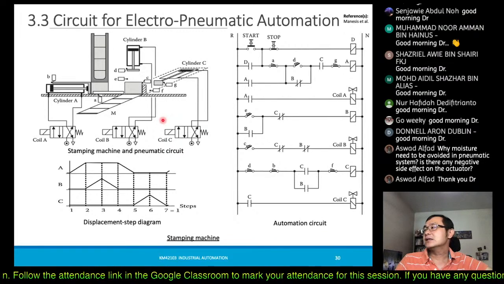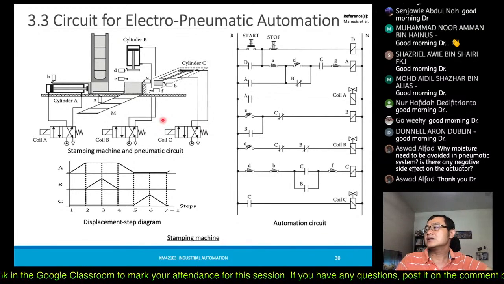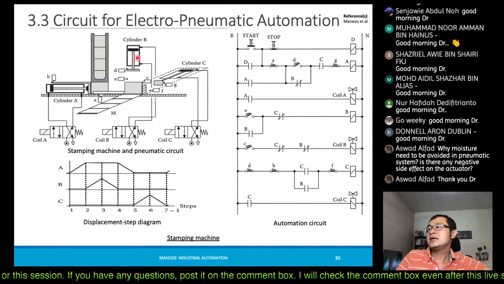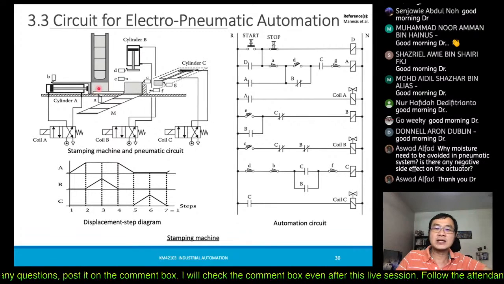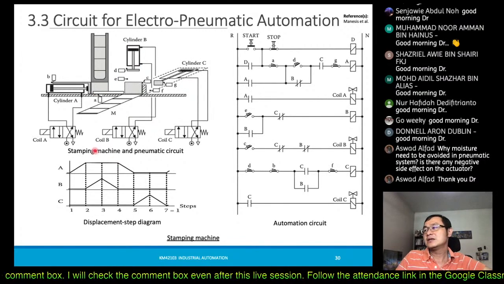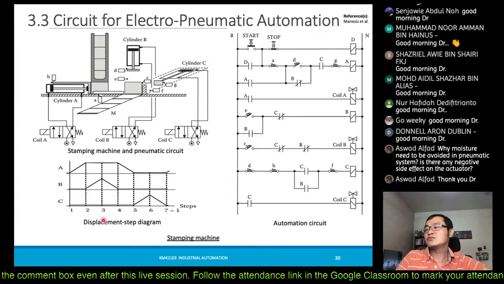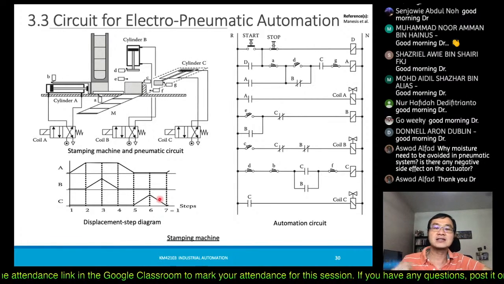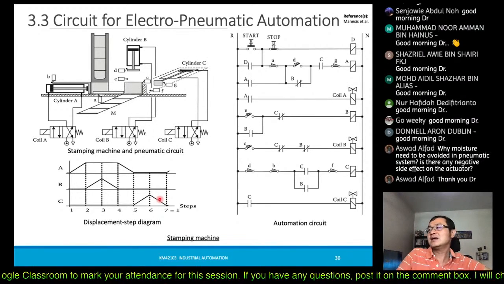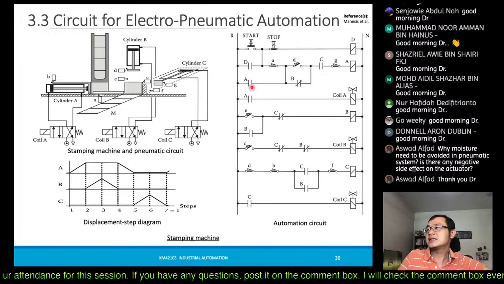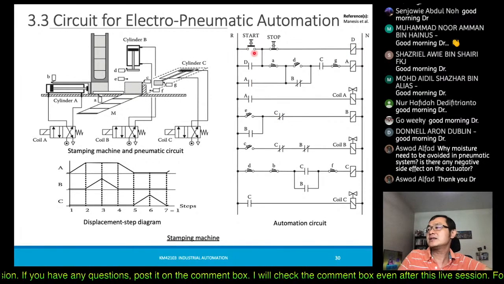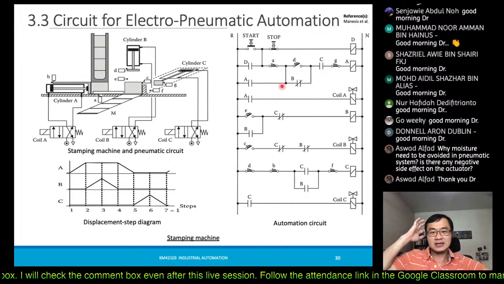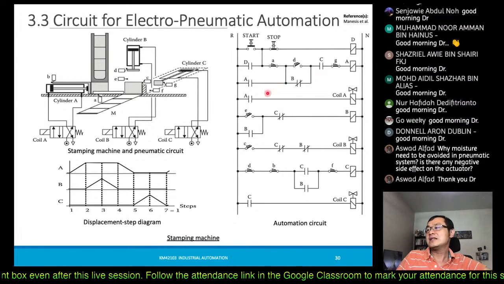We have another circuit that operates involving cylinders A and B. Again, as we can see, when we involve more than one cylinder, and also cylinder C, this displacement step diagram will be useful for us to visualize when it should be activated. And in this automation circuit also, we can see that it is connected, and it is also connected to the second line of it. So this is how we can visualize and check.